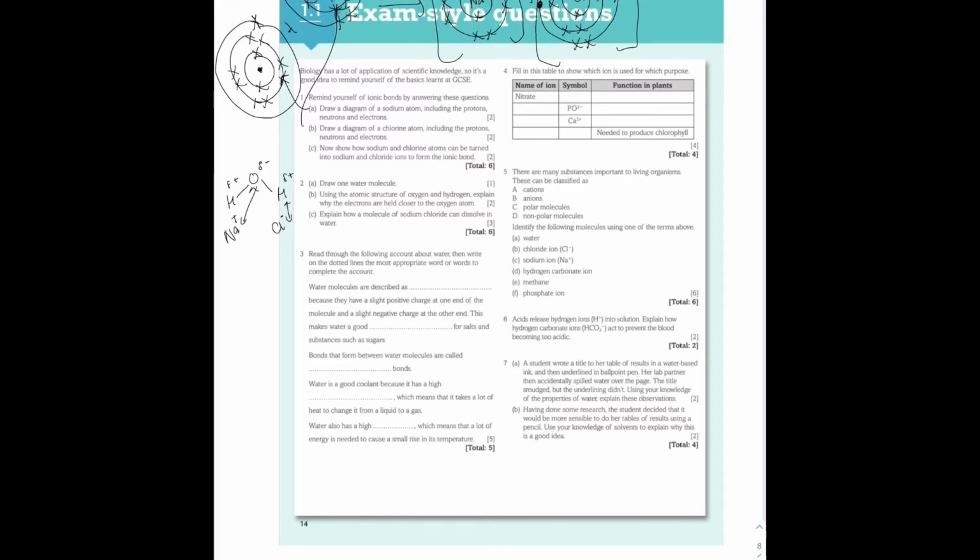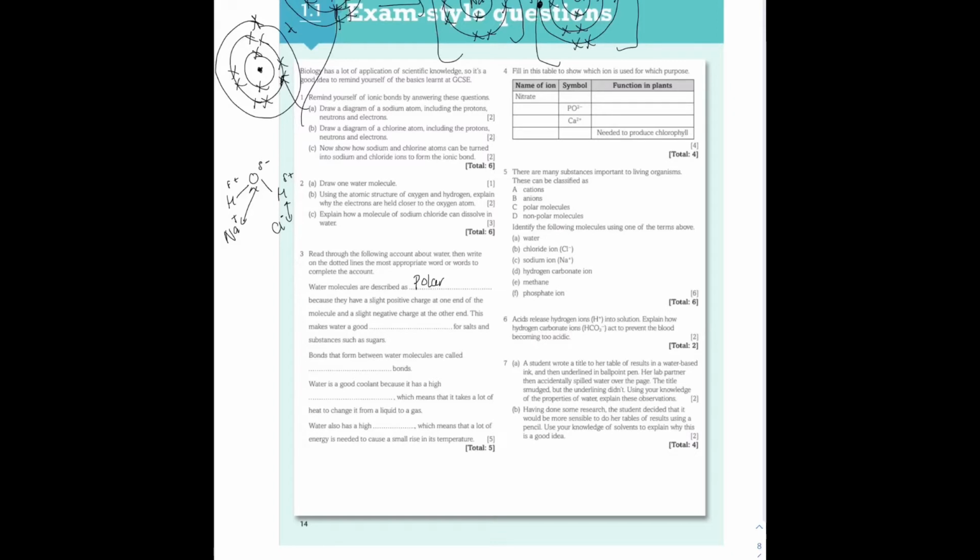Right. Read through the following account about water, then write on the dotted lines the most appropriate word or words to complete the sentence. Okay. Water molecules are described as, well, polar. Yeah, but writing dipoles is still fine. Because they have a slight positive charge at one end of the molecule and a slight negative charge at the other end.